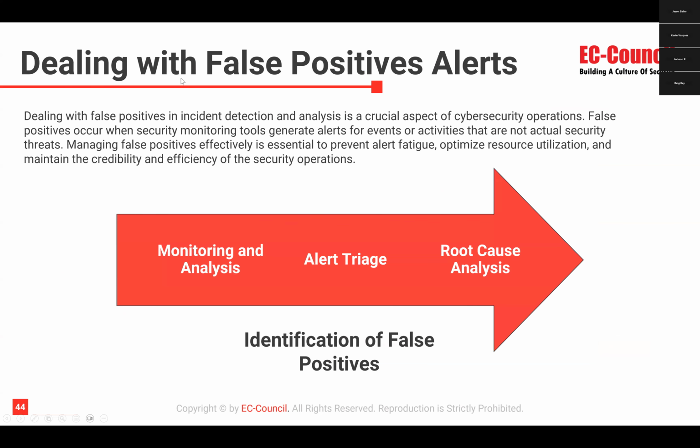All right, we talked about false positive fatigue and how you guys are going to deal with that so you don't get burned out. False positives occur when the security monitoring tool generates an alert for an event that is not an actual security threat. This is essential to prevent alert fatigue, optimize those resources, and maintain credibility and efficiency within the SOC. Sorry. So you're going to monitor, alert triage, and find the root cause.